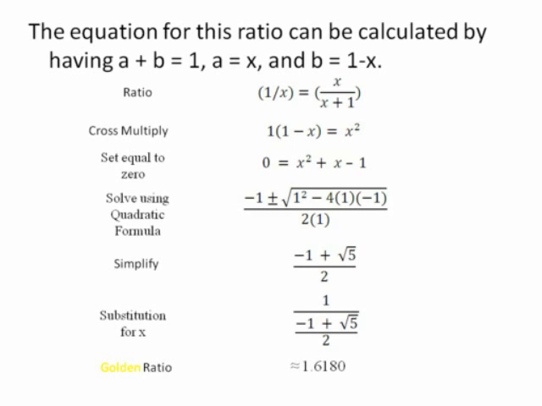Our original ratio, so we'll plug it back into the 1 over x. So we'll have 1 over negative 1 plus the square root of 5, over 2. And when we evaluate this out, we get approximately 1.6180, which is the golden ratio.